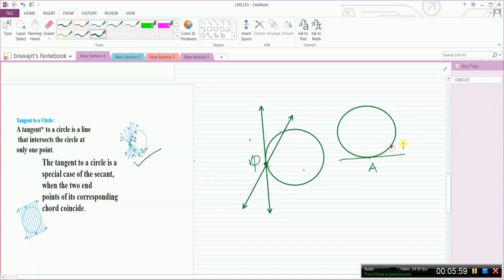At this point B, only one tangent. At this point C, only one tangent. Means an infinite number of tangents can be drawn to a circle, but at only one point, only one tangent. Yes, an infinite number of tangents can be drawn from defined points.